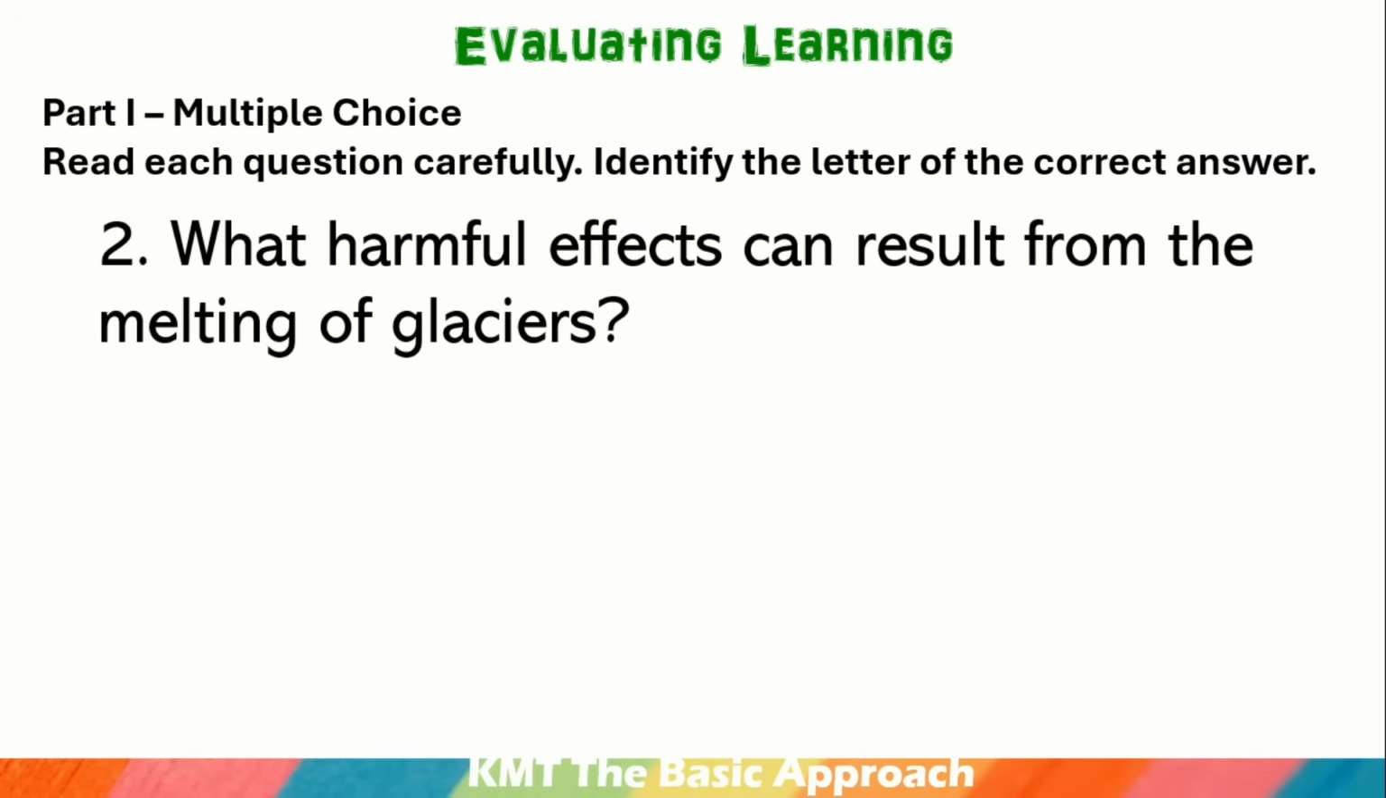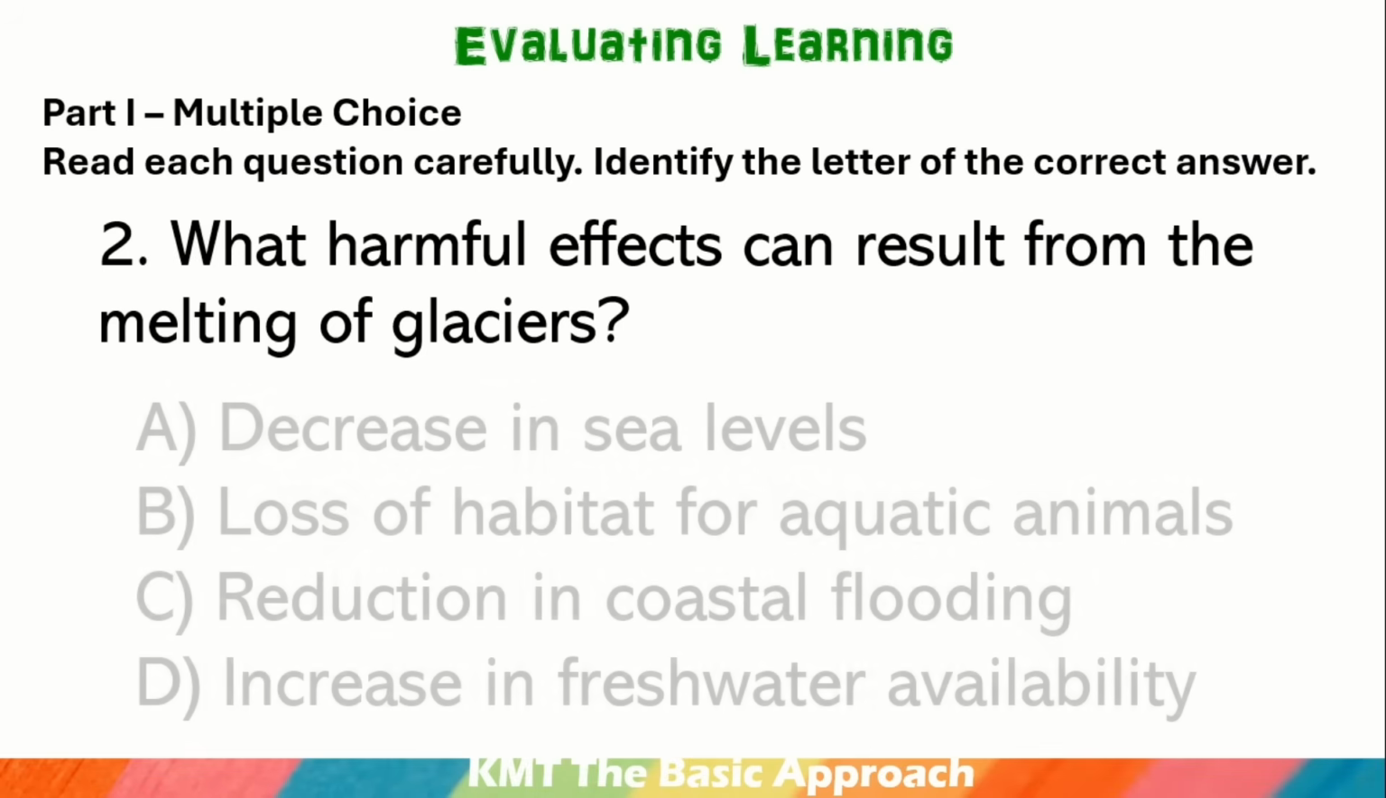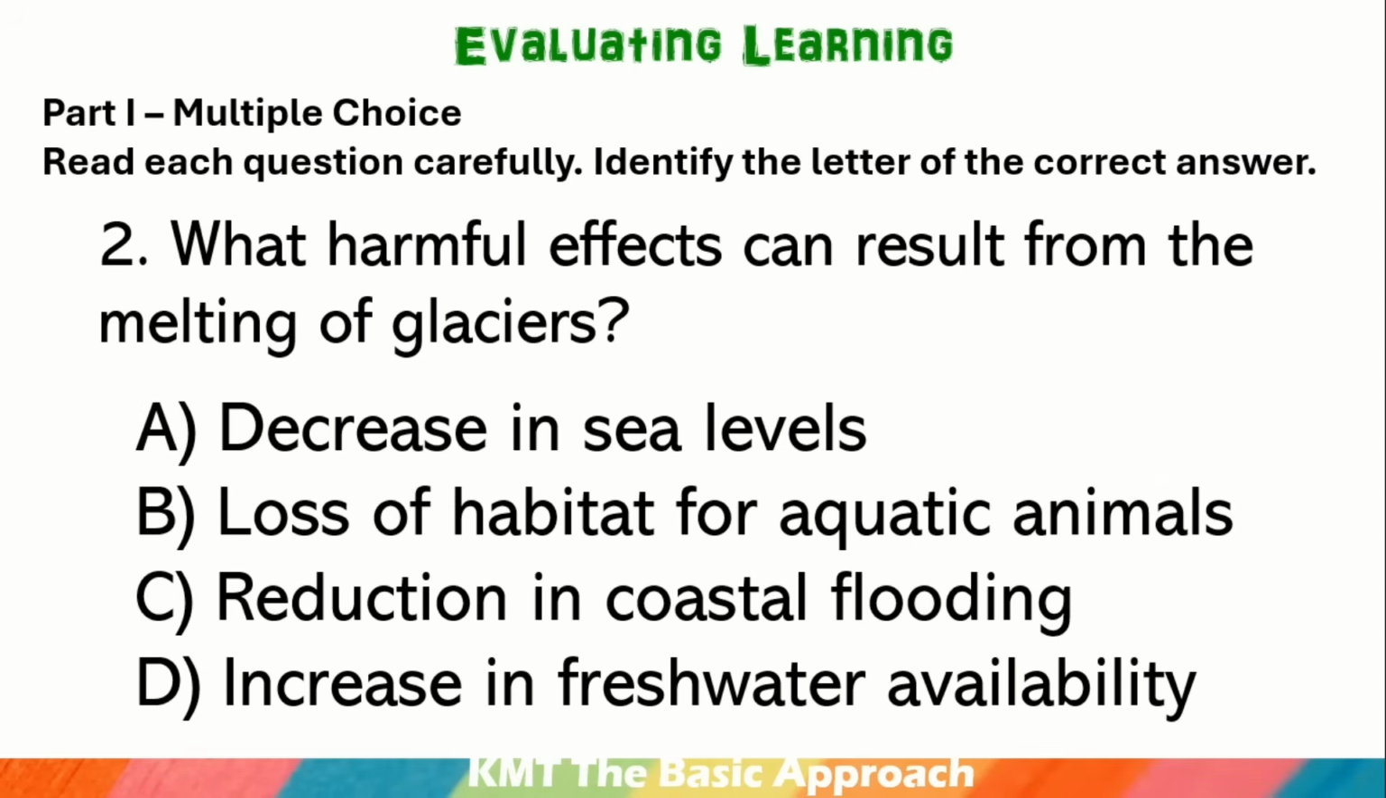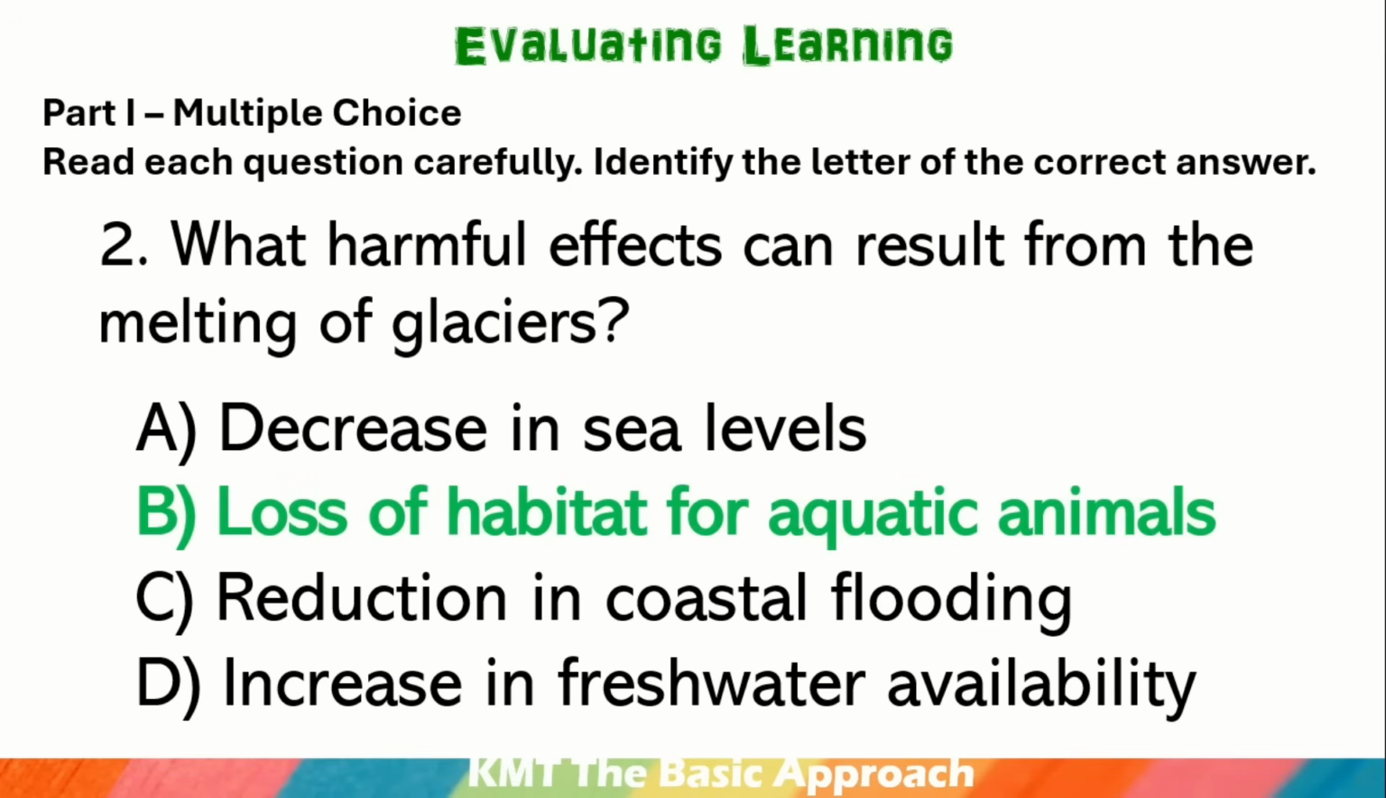Number 2. What harmful effects can result from the melting of glaciers? A. Decrease in sea levels. B. Loss of habitat for aquatic animals. C. Reduction of coastal flooding. D. Increase in fresh water availability. What is the correct answer? Great! The correct answer is letter B. Loss of habitat for aquatic animals.